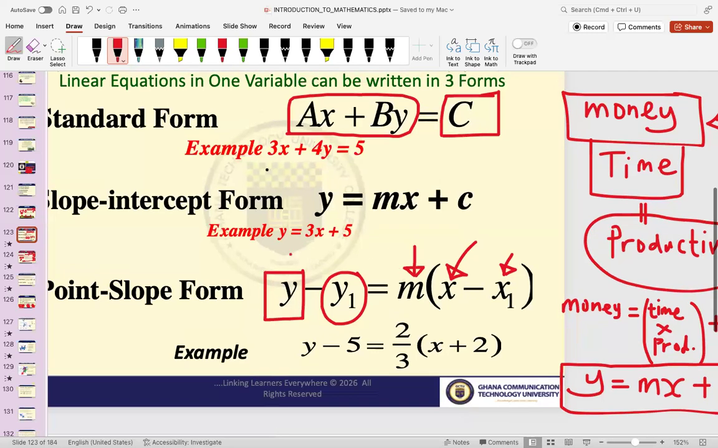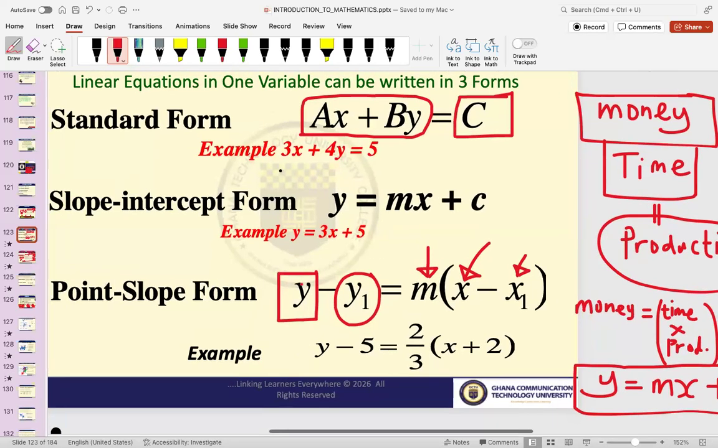So if you look at what we have done, look at the Y. The Y is sitting here. The Y is sitting here. The Y is sitting here. Sometimes the Y is standing alone.